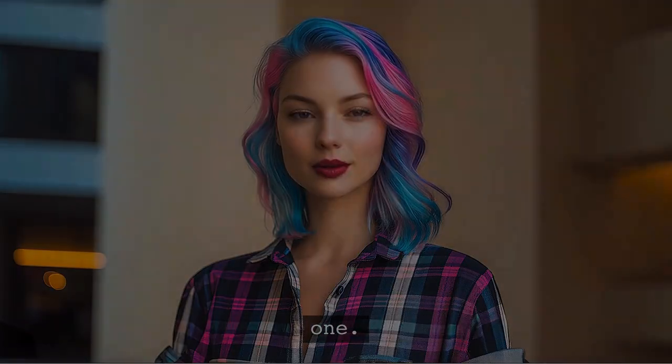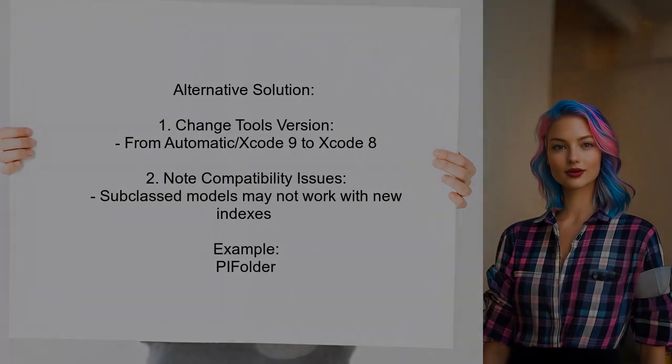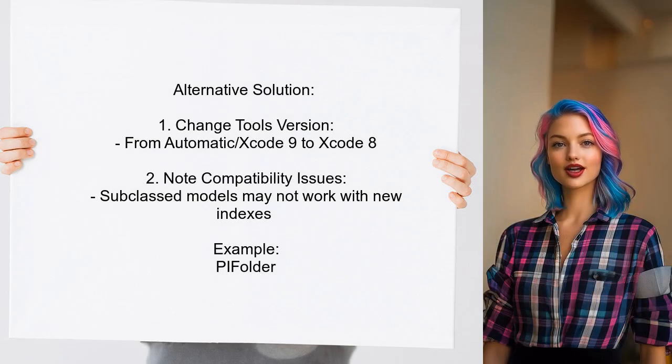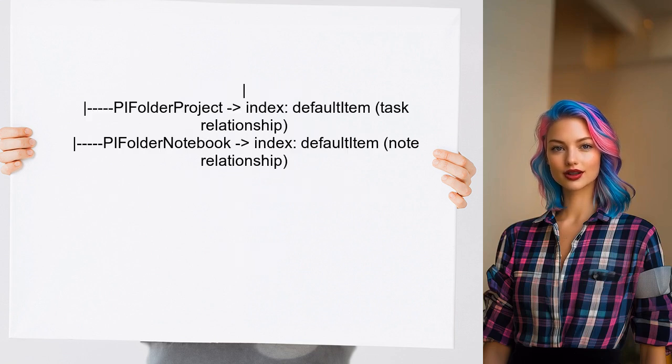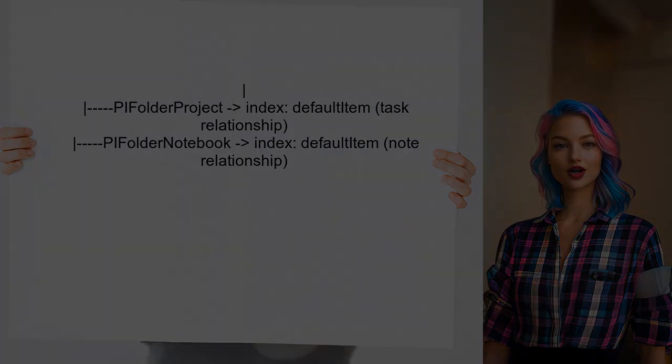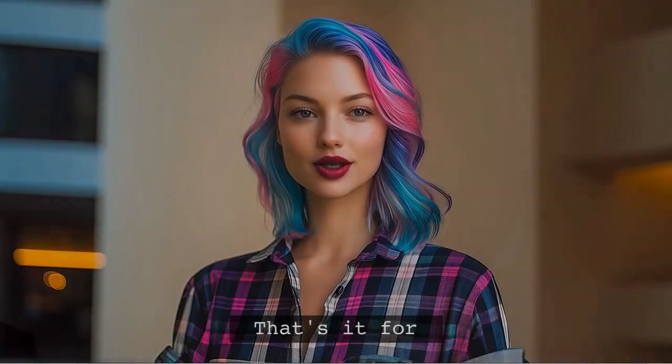Let's explore another one. One alternative solution comes from a user who filed a bug with Apple due to the lack of a good fix. They suggest changing the tools version from Automatic or Xcode 9 to Xcode 8, which resolved their issue temporarily. They also noted that some models might not be compatible with the new indexes, particularly subclass models with relationships. That's it for that response.